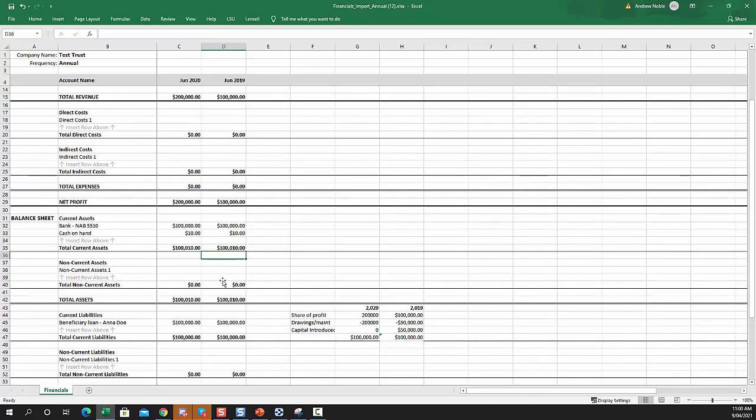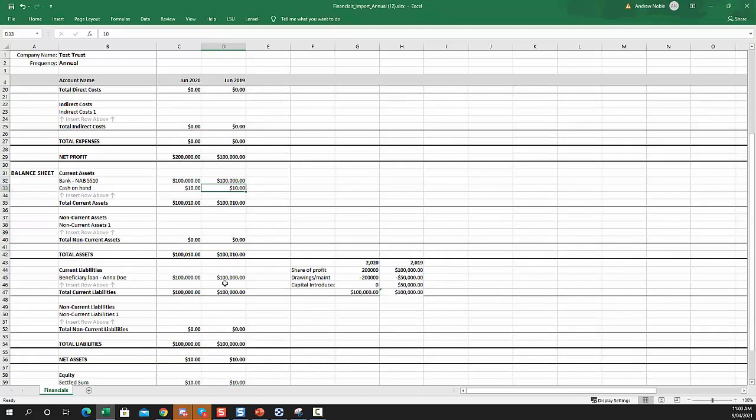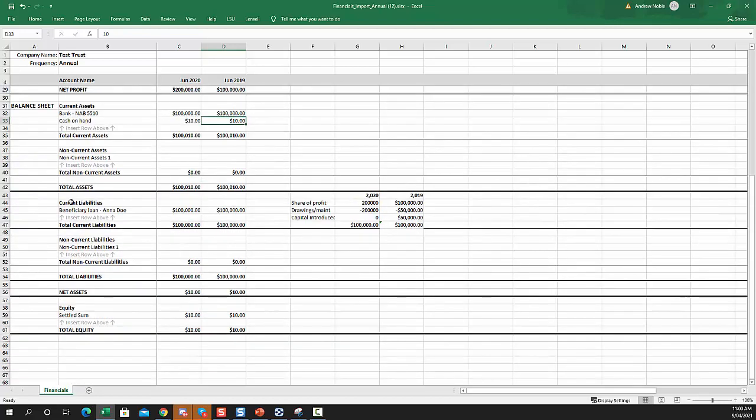You can see down here on the balance sheet, the year ended with $100,000 in the bank account, $10 on hand in cash, and we have the beneficiary, in this case Anna Doe. Anna Doe started the year with no balance and introduced $50,000 worth of capital to kickstart the business. She then took drawings, and you can see the drawings with the minus sign. She took drawings during the year of $50,000, and the profit of the business was $100,000. So we've got a closing balance essentially of $100,000, and that ties in over there.